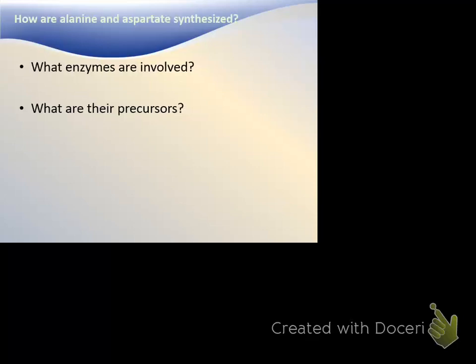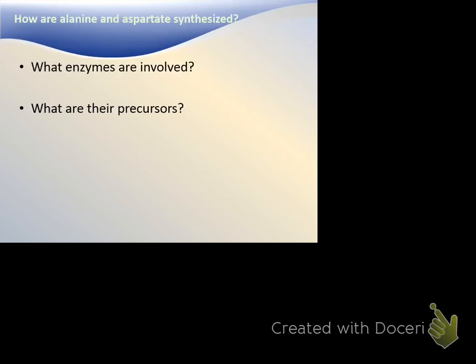So we're picking up right where we left off, where we're talking about how to make certain amino acids. Actually, we've already gone over alanine and aspartate in particular, and you should know what enzymes are involved and where they come from. So for example, with alanine, what is the precursor for alanine? What other compound is used to make alanine directly?